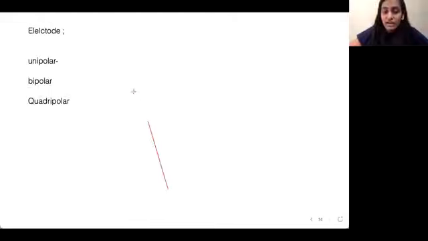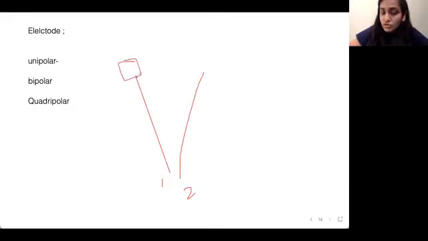So let's say you have these two channels. You have channel 1, you have channel 2. When channel 1 is exactly in the area where it is supposed to be, and the electrode in channel 2 is somewhere far away, which is a reference electrode, that's called a unipolar placement of the electrode.